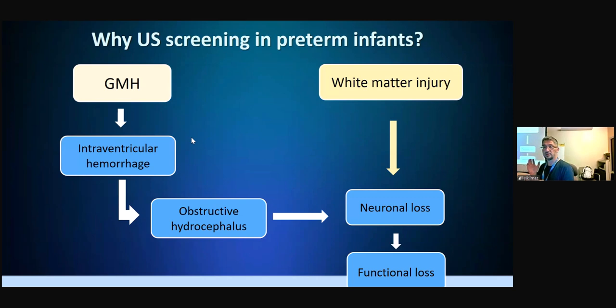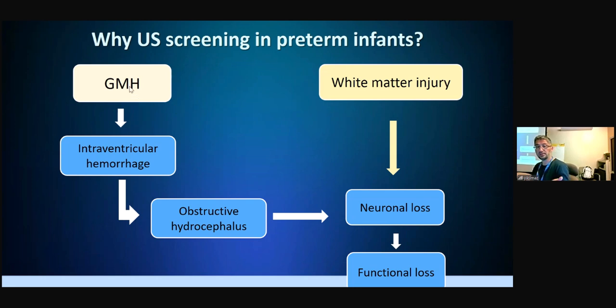So why is ultrasound screening important? Why are we doing these ultrasounds? It is routine in all preterm infants under 32 weeks. Why are we doing this? Usually there is no treatment for hemorrhage. We are not treating hemorrhage. It's happening, we are just observing. There is no treatment for PVL, white matter injury. So why are we doing screening?